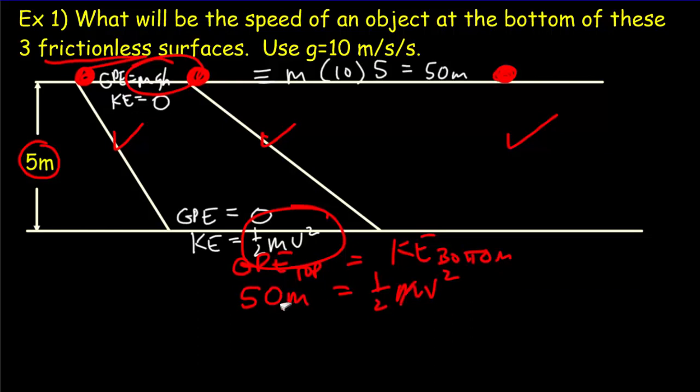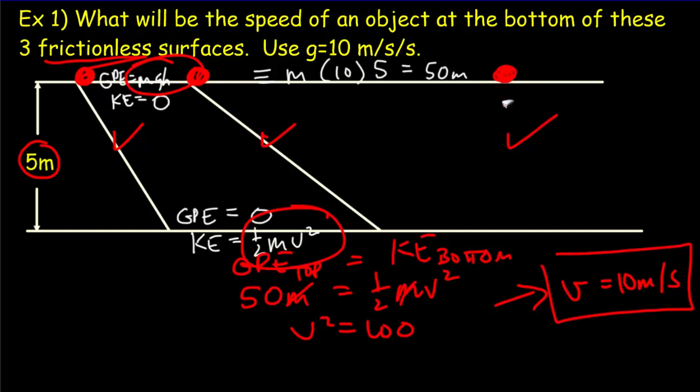Of course, the masses cancel out. We're expecting that because we know that all objects have the same acceleration in free fall regardless of their mass. And now we can multiply both sides by 2, and we'll get that v squared equals 100. And that means that in all three cases, the speed at the bottom is going to be 10 meters per second.